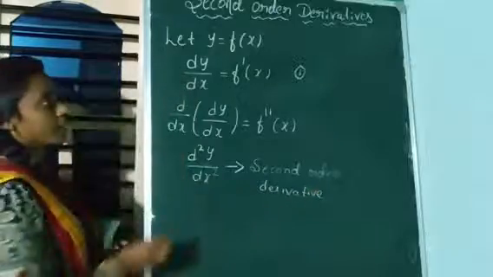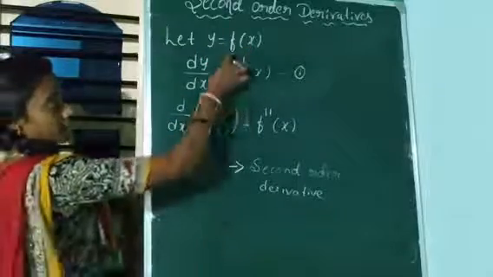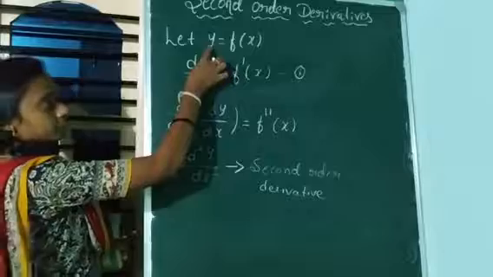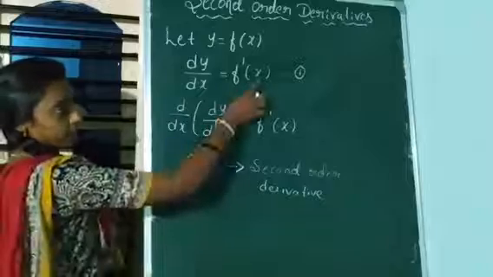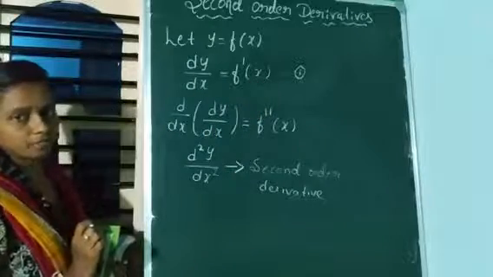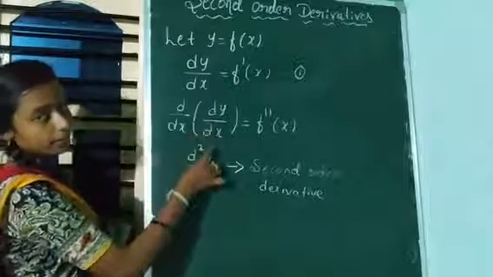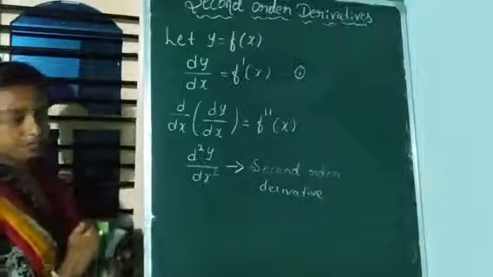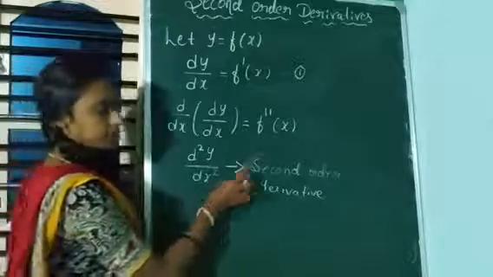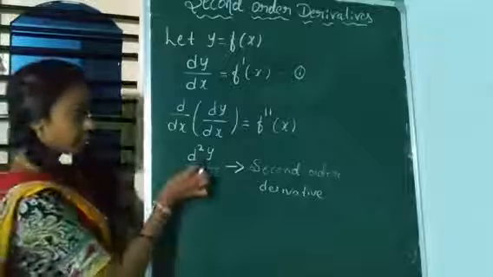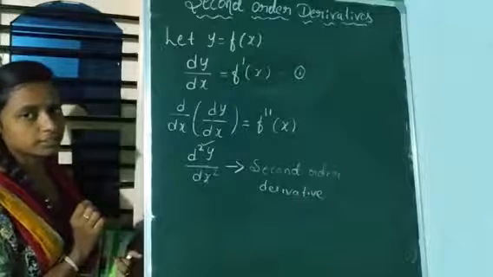Hope this is clear. I take a function y, which is a function of the variable x. I differentiate it with respect to x, and this becomes dy by dx is equal to f dash of x. If this f dash of x is differentiable again, then you can differentiate it as d by dx of dy by dx, which is equal to f double dash of x. We write this as d square y by dx square, and we call it a second order derivative, since the order of this derivative is 2.